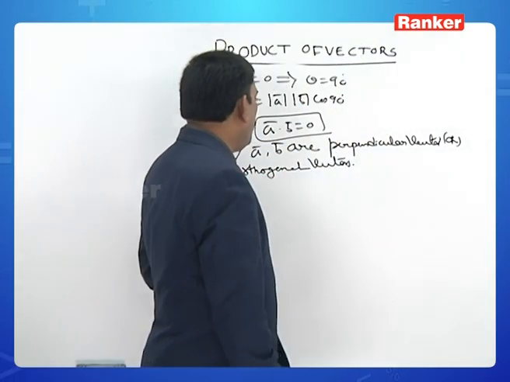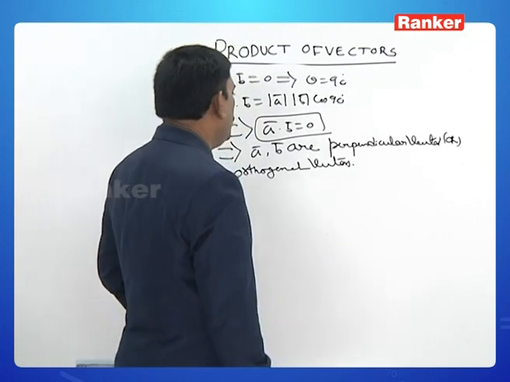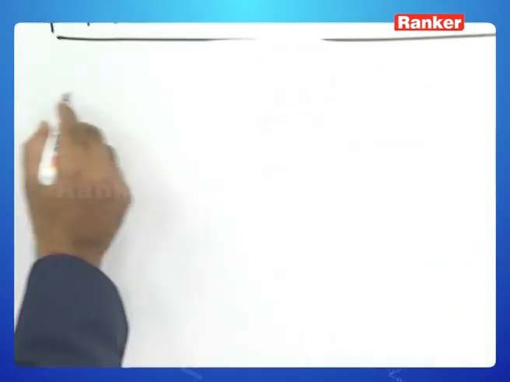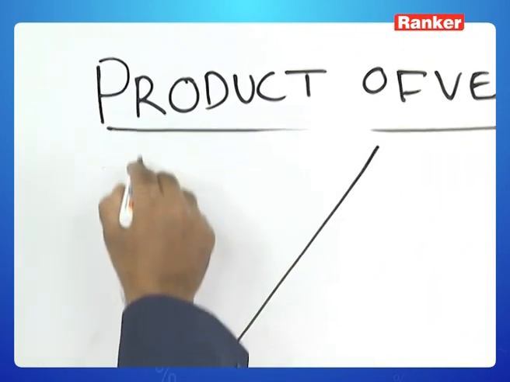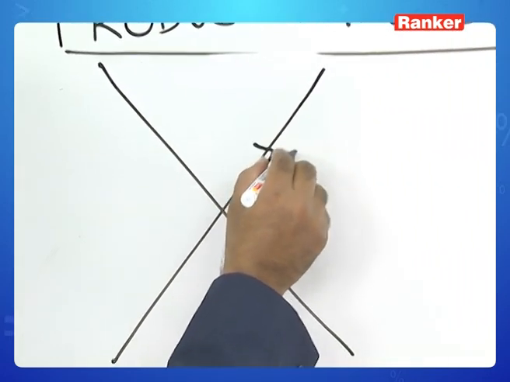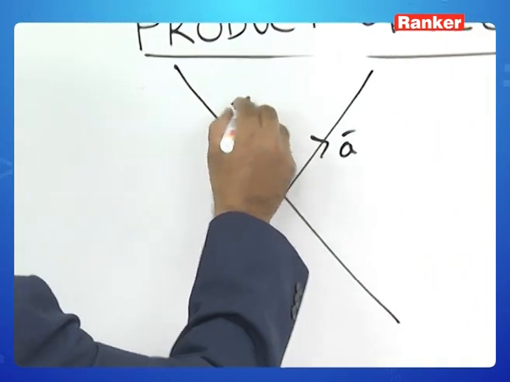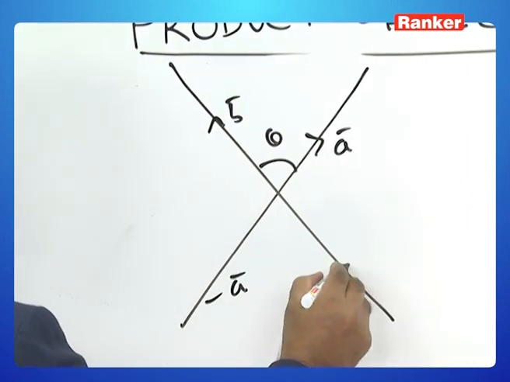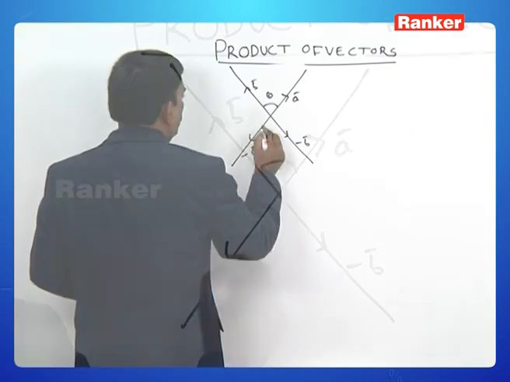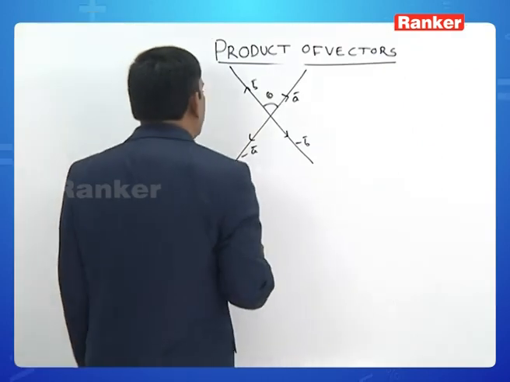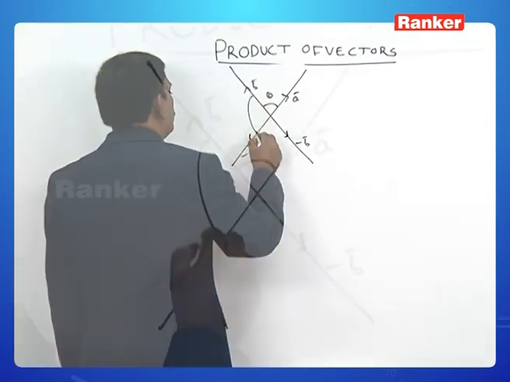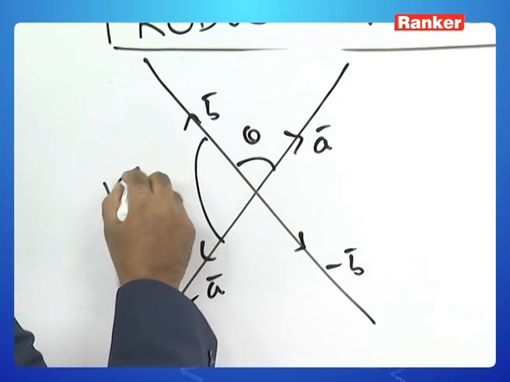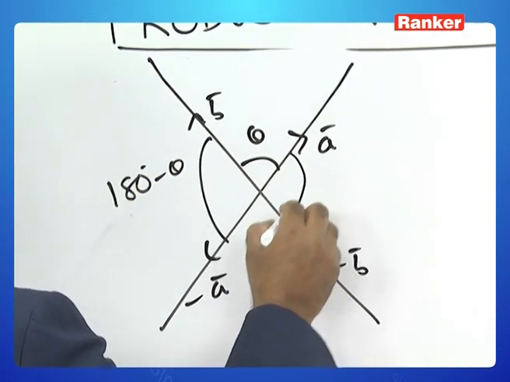So, after knowing the common word perpendicularity, let us see the other concept. The angle between two vectors A bar, B bar is theta. This is minus A bar, minus B bar. This is 180 minus theta. This is 180 minus theta. This also same.